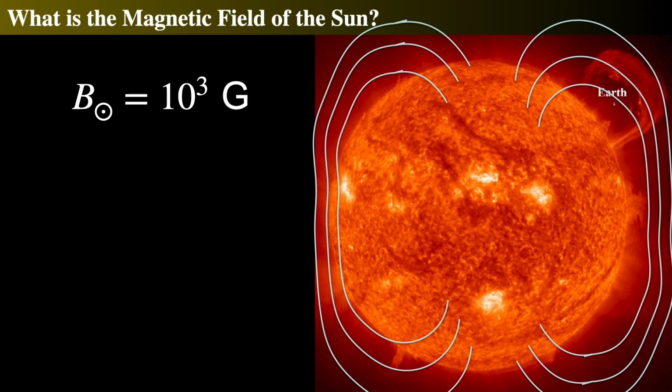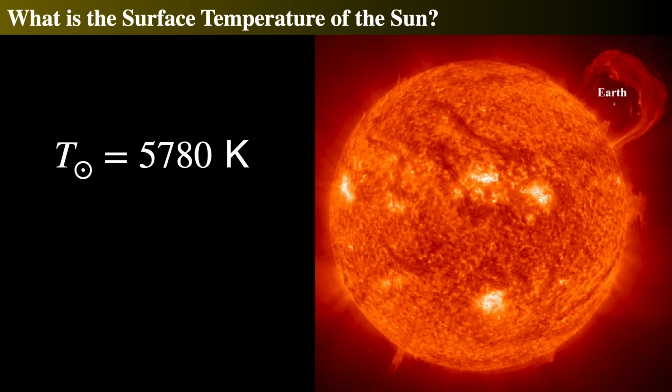And the magnetic field changes a lot. It's flexible and fluid, and it's the source of what we call space weather. And space weather is the thing that affects satellites around Earth and can cause power outages here on the ground. All right, what's the surface temperature of the sun?